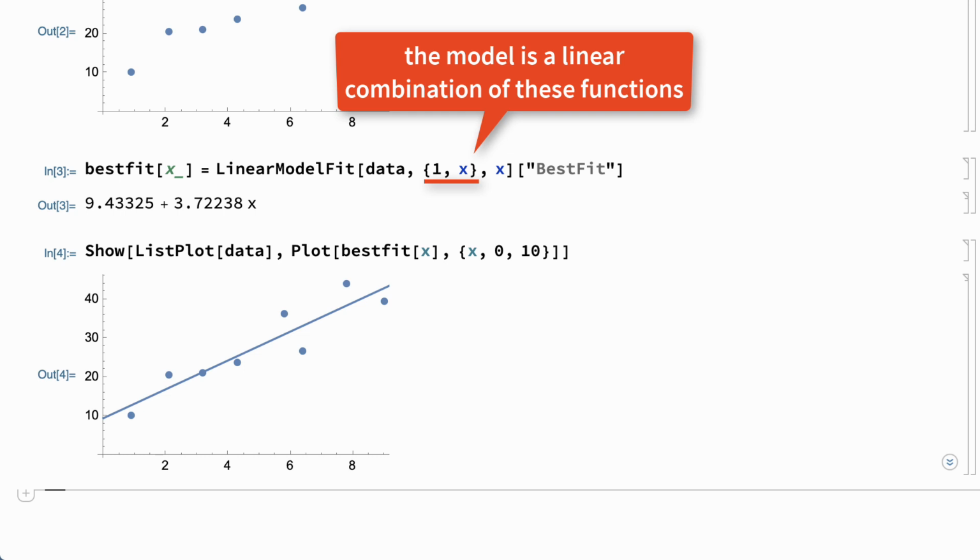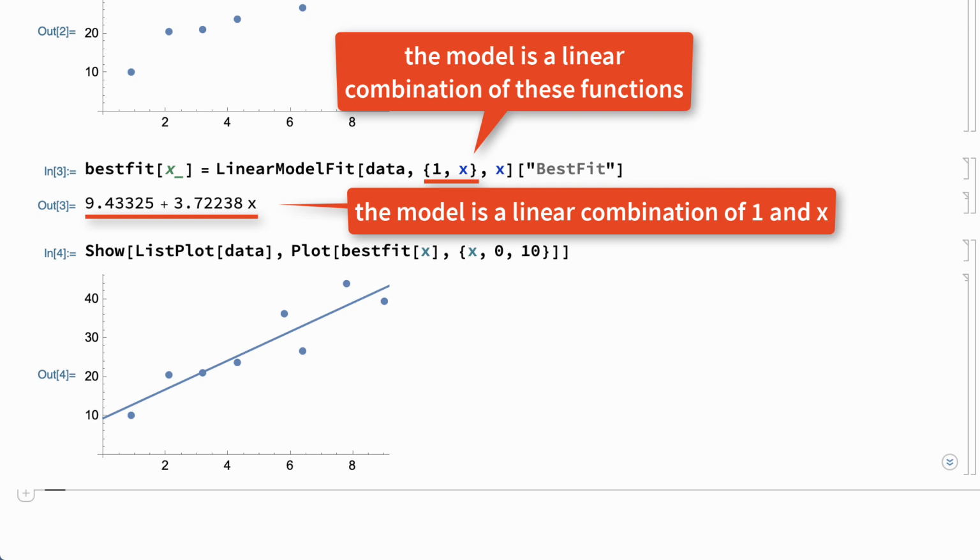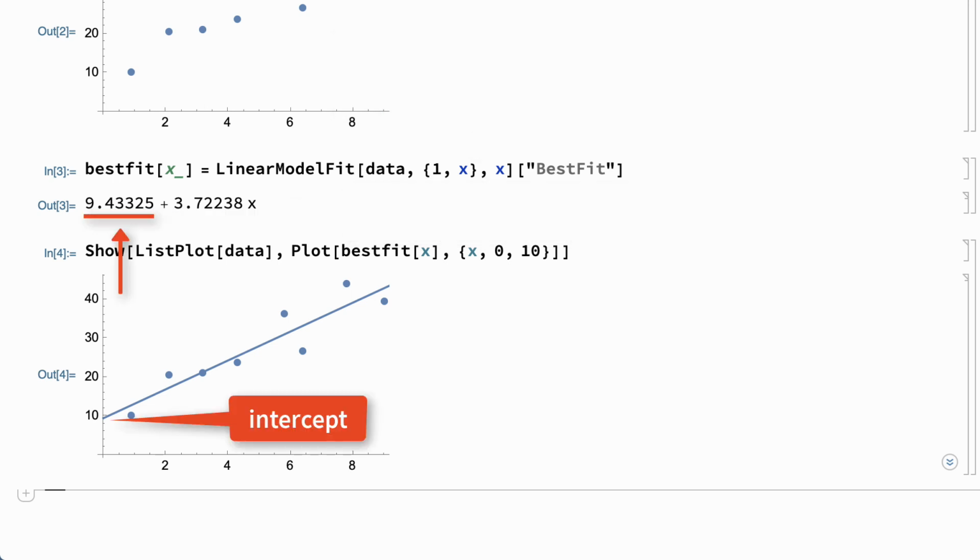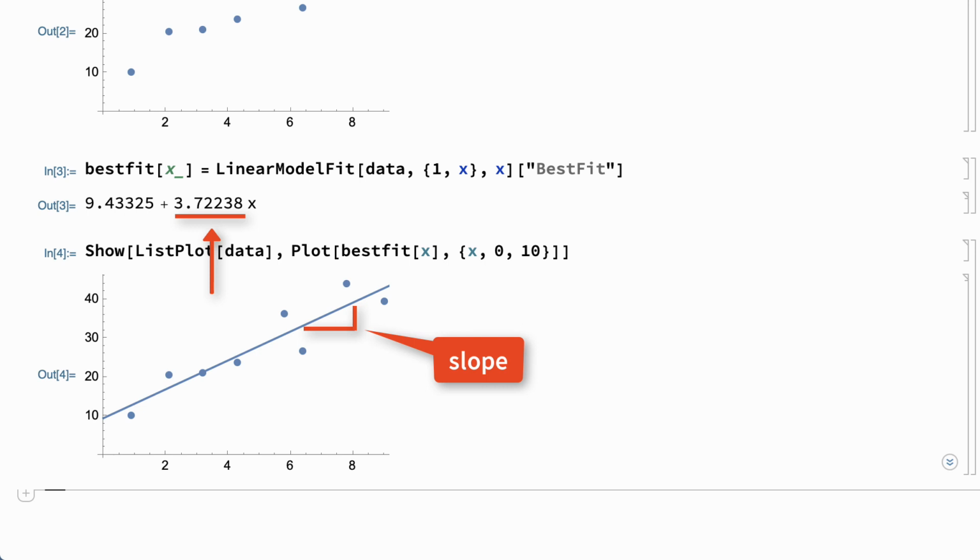In this example, those functions are 1 and x, so the model is the sum of a constant and a multiple of x, which is a formula for a straight line. In the plot, the value of the constant is the point called the intercept where the line crosses the vertical axis, and the coefficient of x is the slope of the line.